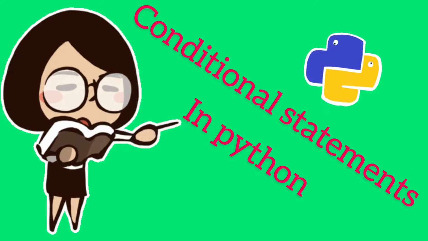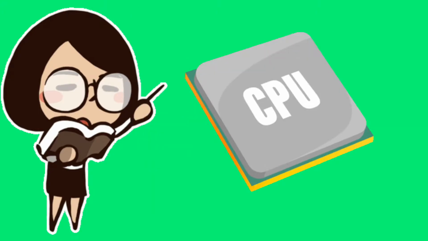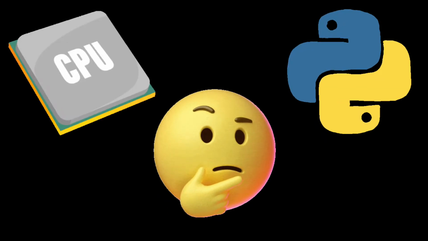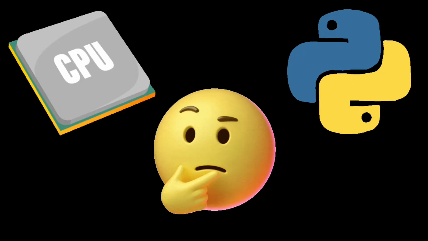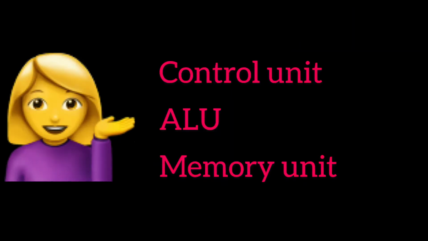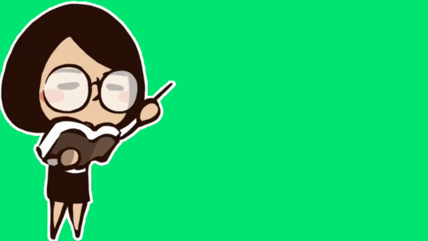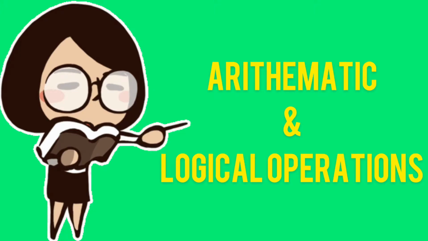In this video, we are going to work with conditional statements. Before that, you should know about CPU. Wait. We are going to work with Python, right? So, why would you need to know about CPU now? Let me tell you. We know CPU has three units: control unit, memory unit, and last, ALU. What does ALU do? It does arithmetic and logical operations.